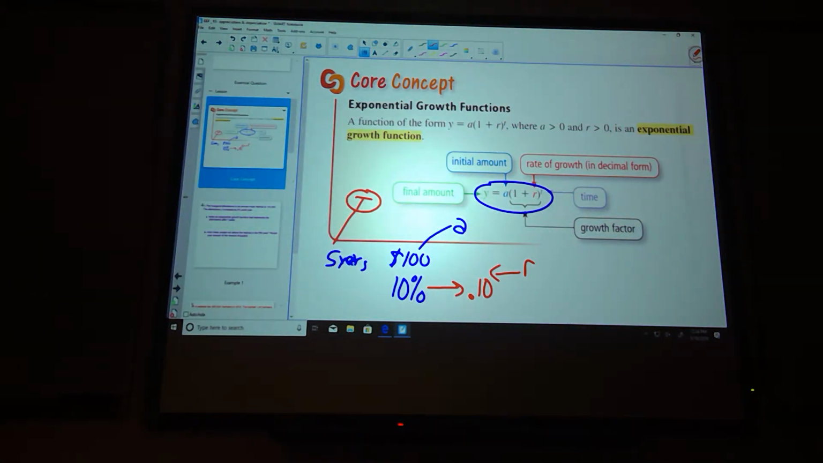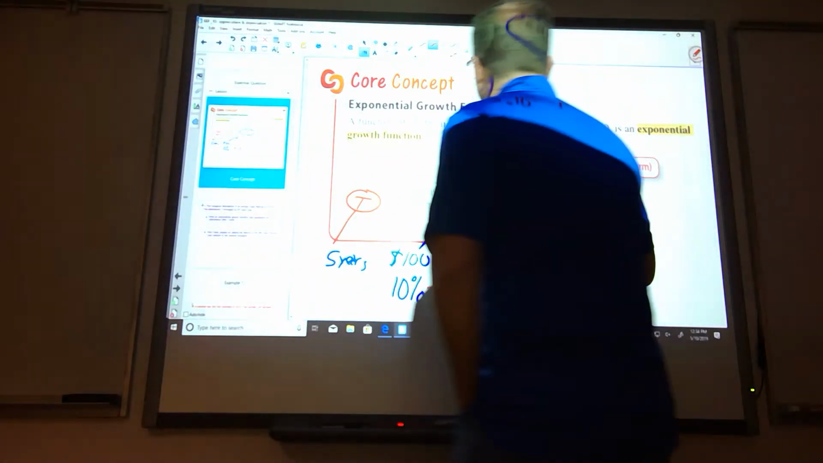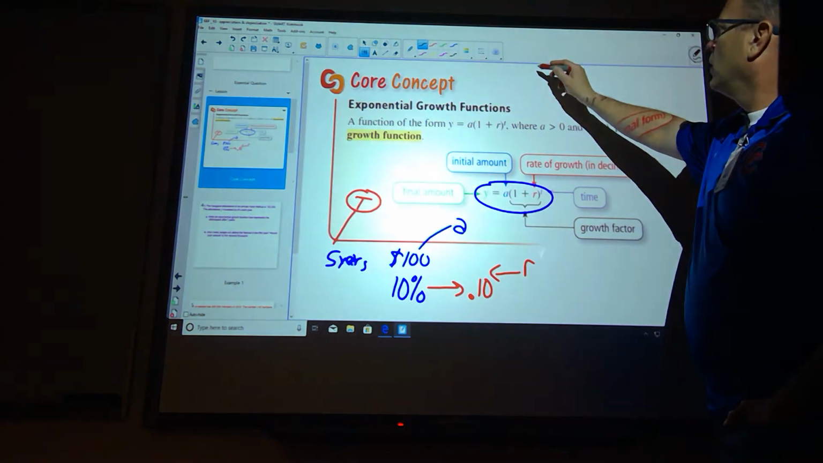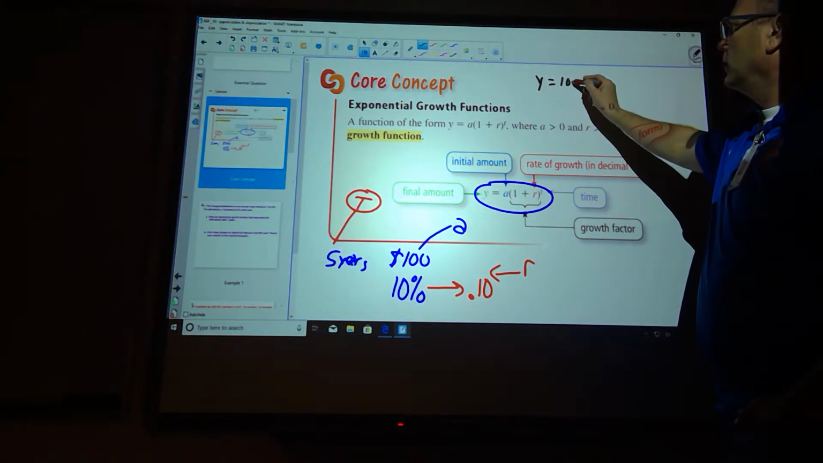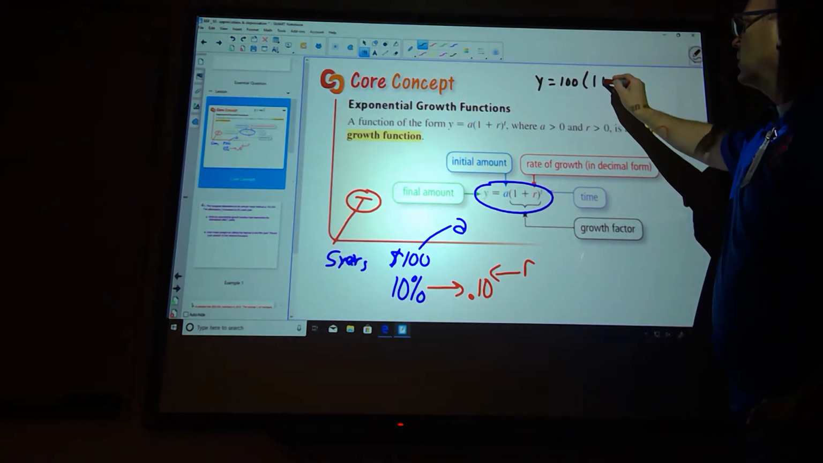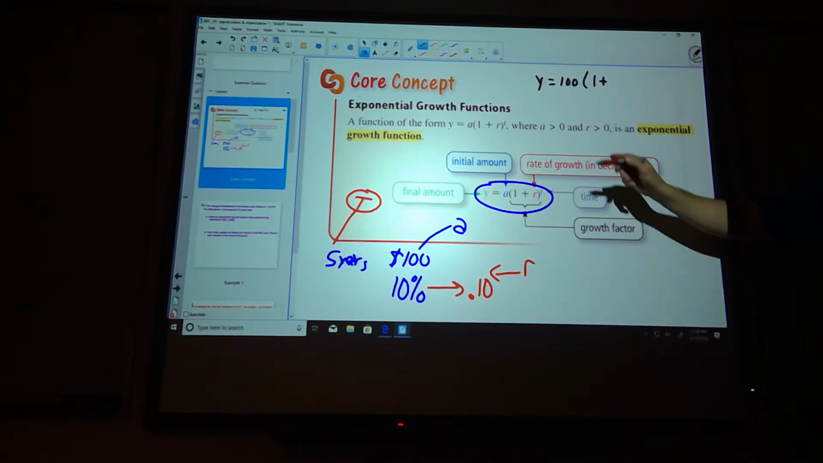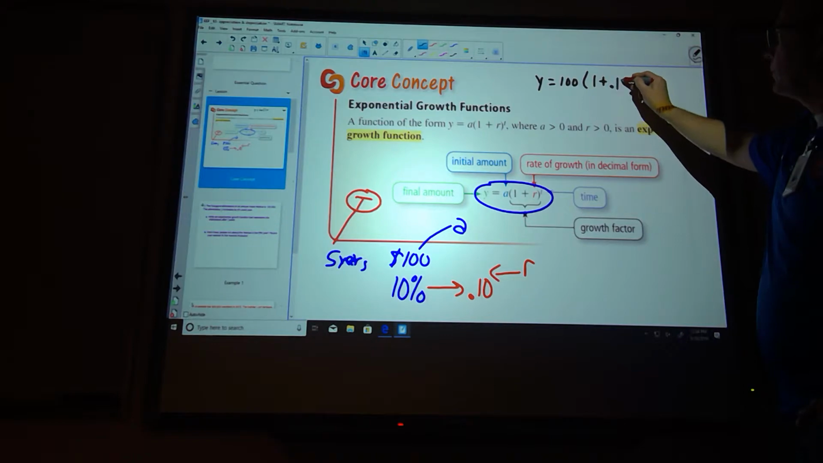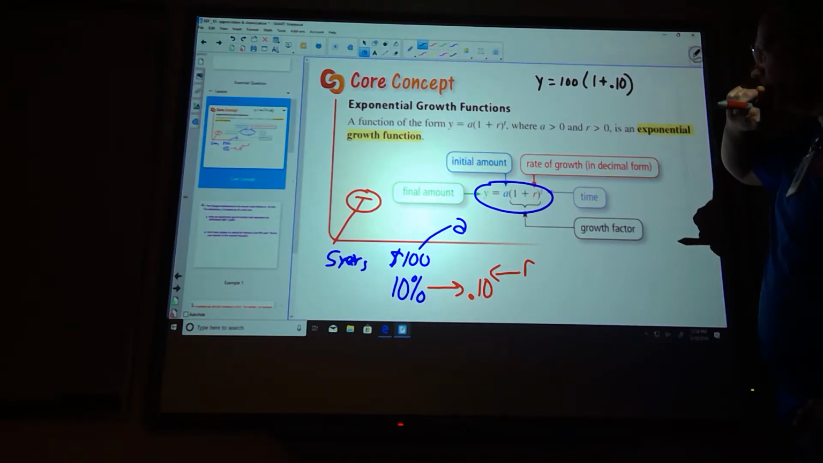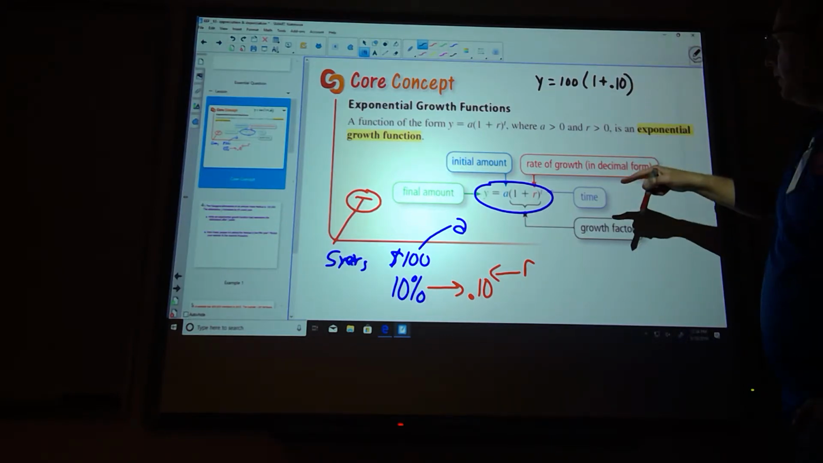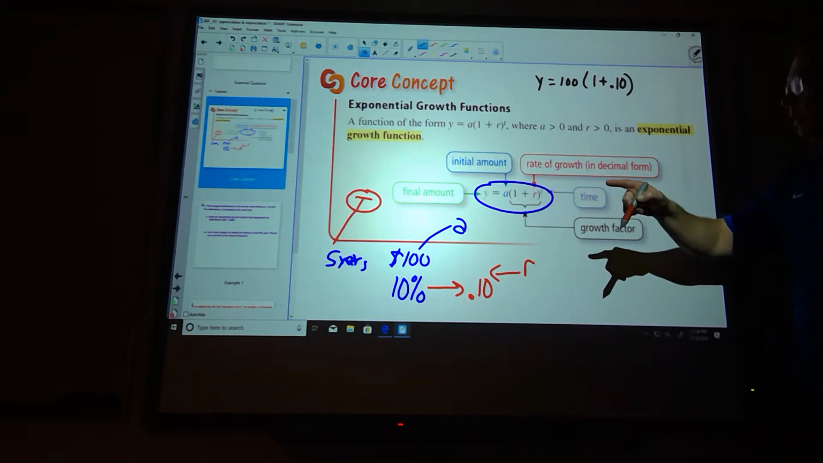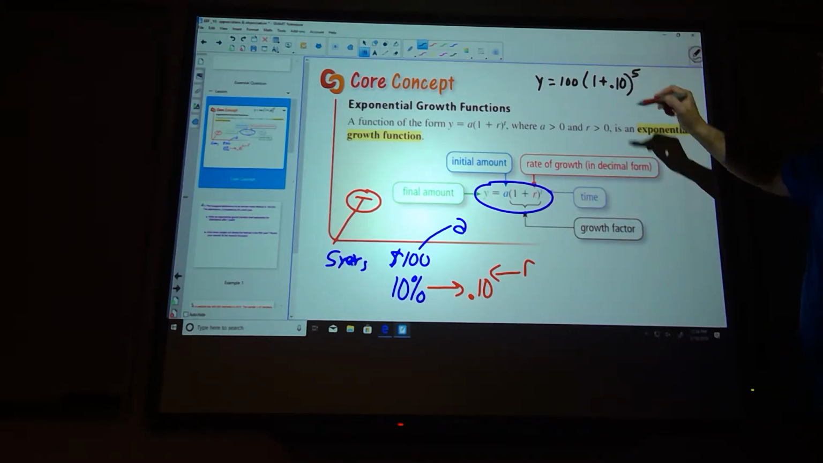So we're making money, right? The interest is making money. Let's see if we can figure this out. So I'm going to do Y equals the $100 times 1 plus, what is R as a decimal? 0.10, right? Raised to the T. We call T 5. Is that okay? All right.